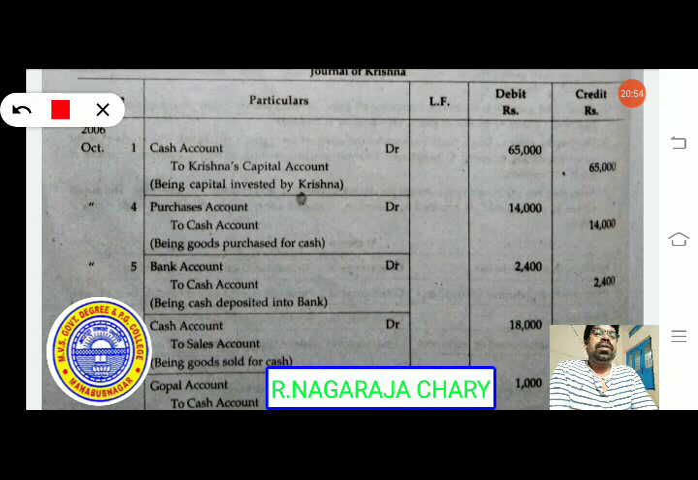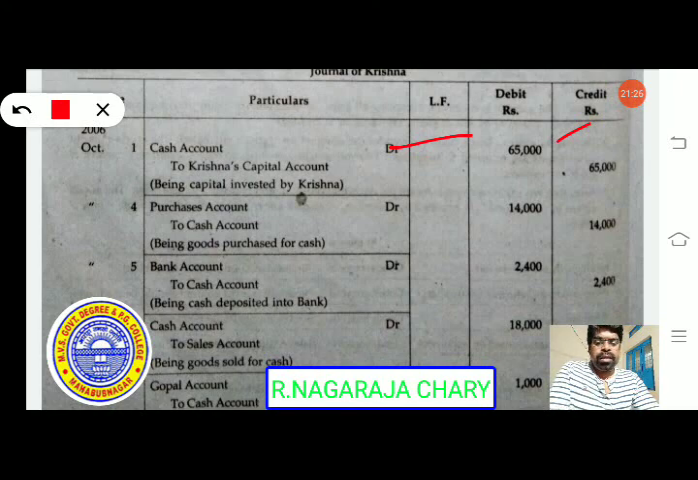So, here cash is coming inside, and cash comes under real accounts. According to real accounts, debit what comes in, credit what goes out. That is why, according to real accounts, cash is to be debited, that is 65,000 rupees. Krishna is providing capital to the firm, that is 65,000. This is one aspect: cash is coming inside, provided by Krishna.